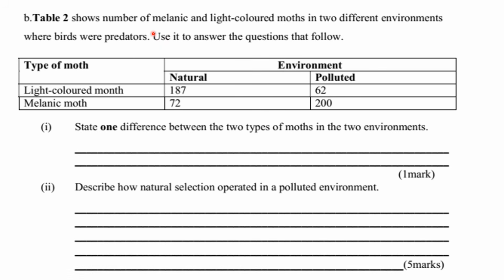The table below shows the number of melanic and light-colored moths in two different environments where birds were predators. Use it to answer the questions that follow. I must say that this paper is very rich in very useful questions. All right, so we have two types of moths. We have light-colored moths and the melanic moths.